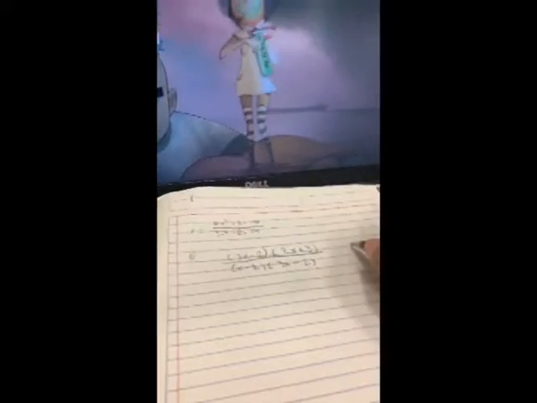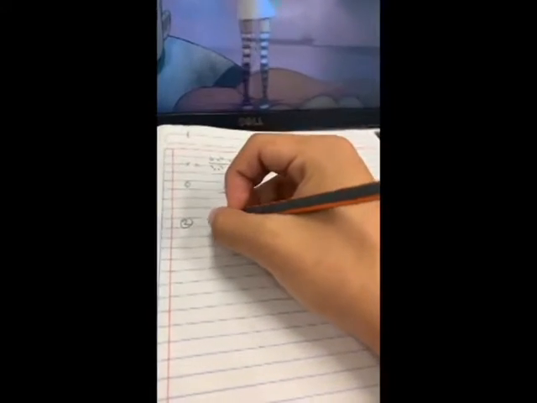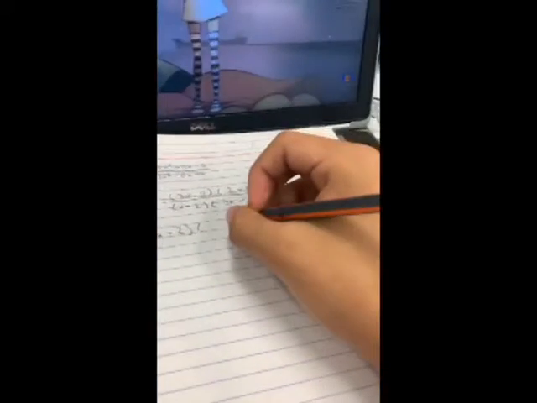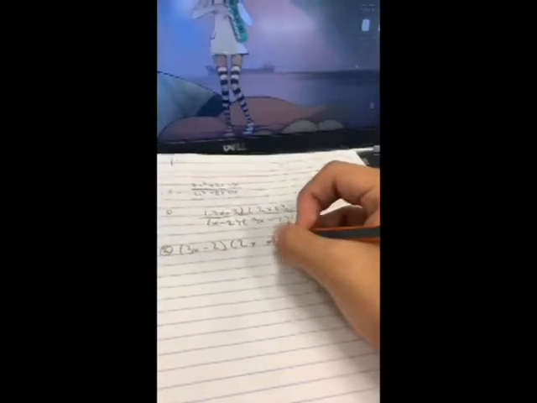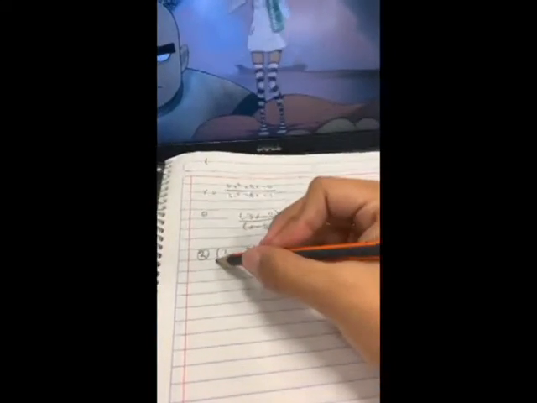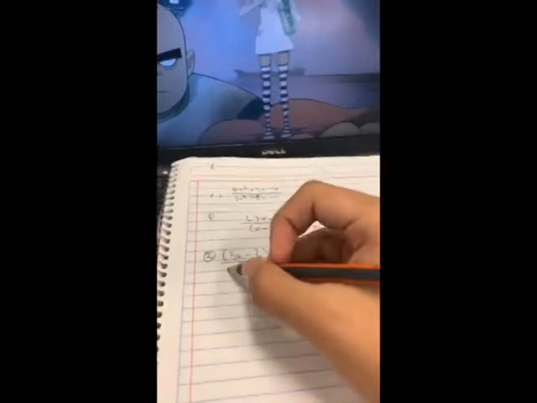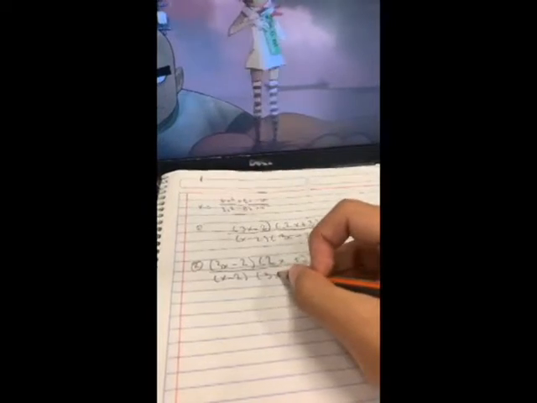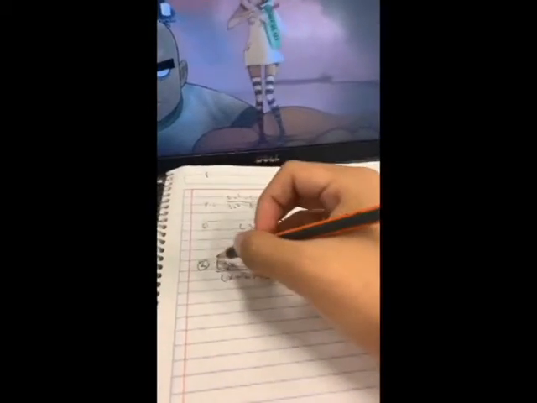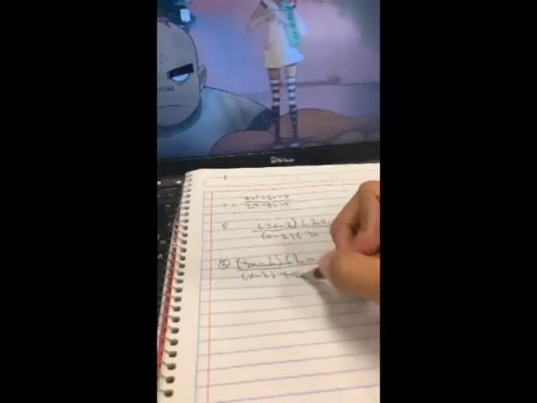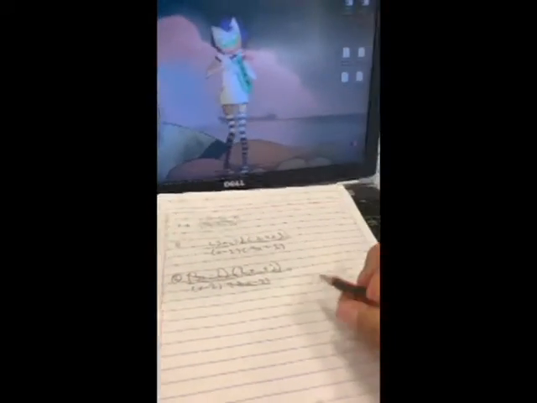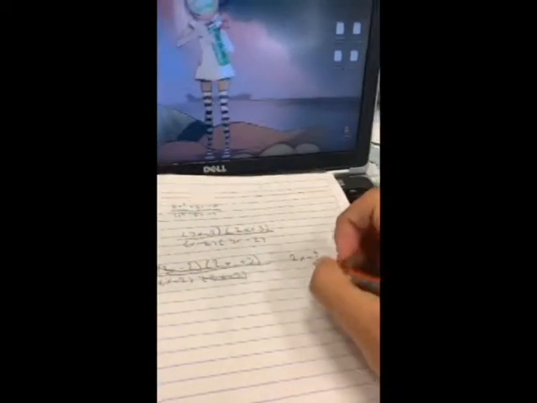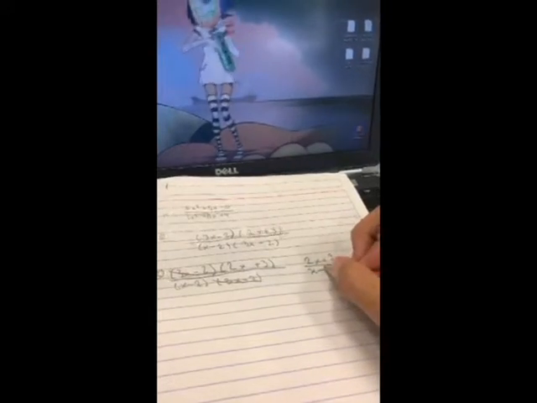So now the next step is going to be to cancel the terms that are repeated. Okay, so now we have 3x minus 2 times 2x plus 3 divided by x minus 2 times 3x minus 2, and we cancel this one and this one. Okay, so now we are left with 2x plus 3 divided by x minus 2.